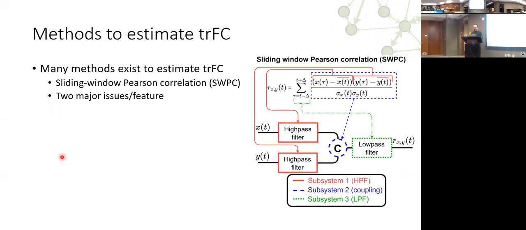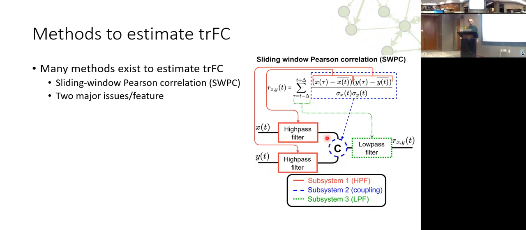I usually like to call them more of a feature of the thing. But we can say, oh, these are the issues of the method. It's easy to understand if we look at a sliding window Pearson correlation as a system, right? It's a system that has its own subsystems, and if you look at it, it's actually very simple.